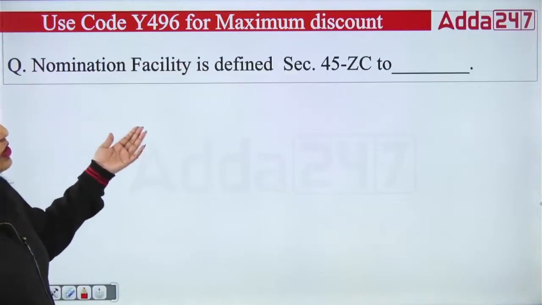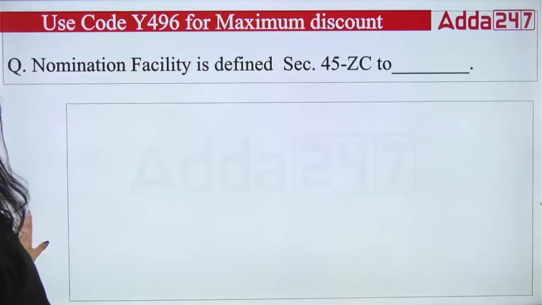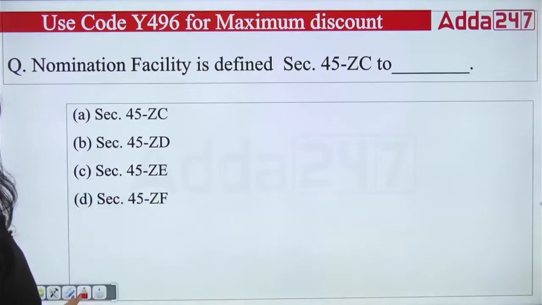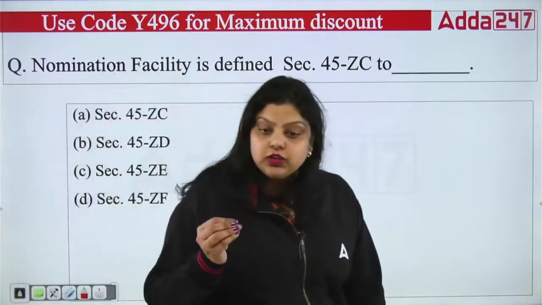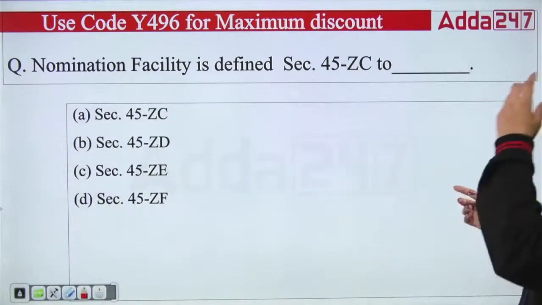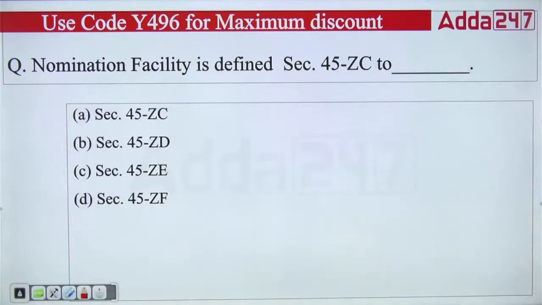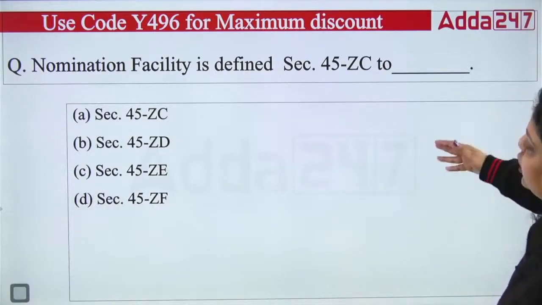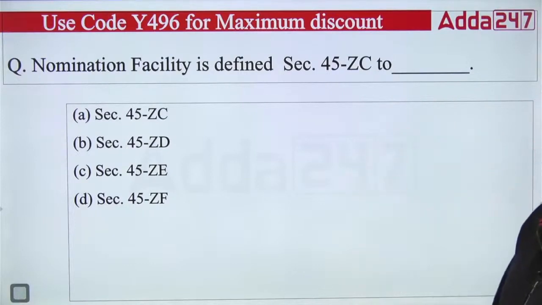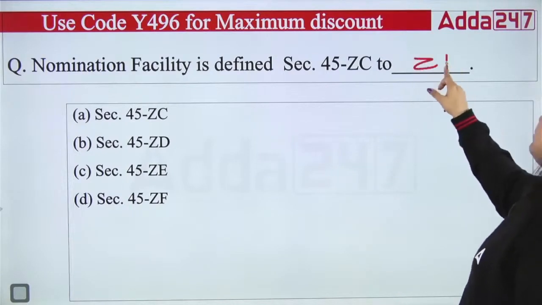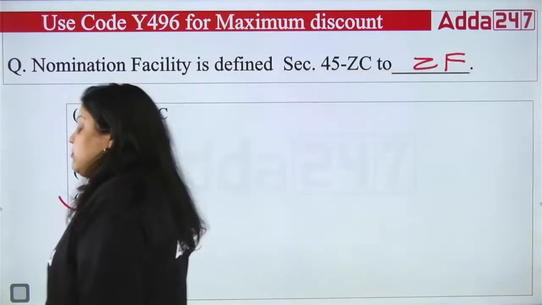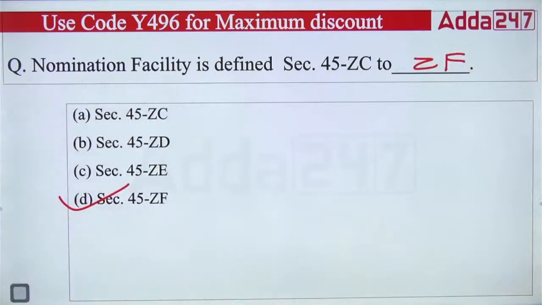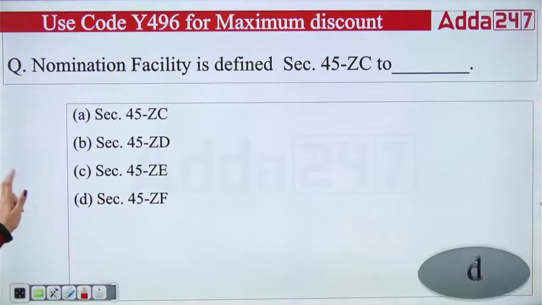Nomination facility is defined in section 45ZC2. So nomination in the different types of your banking instruments, your financial products and services, is defined under which section? Section 45ZC2, which particular section? ZD, ZE or ZF? A, B, C or D? And the right answer is ZF. It means the right option will be D. From section 45ZC to section 45ZF, we have a nomination facility. So the right answer is D.